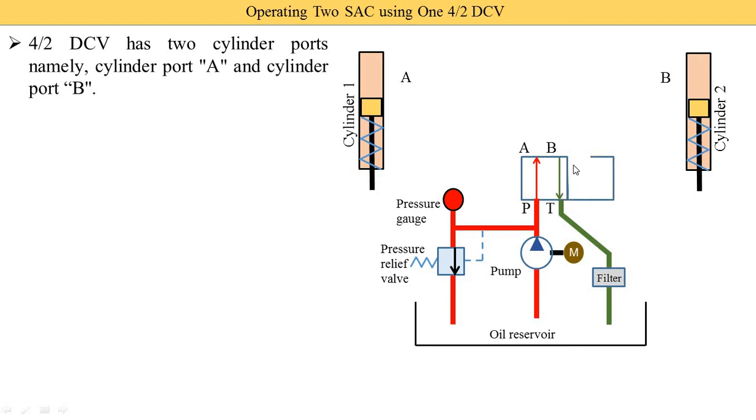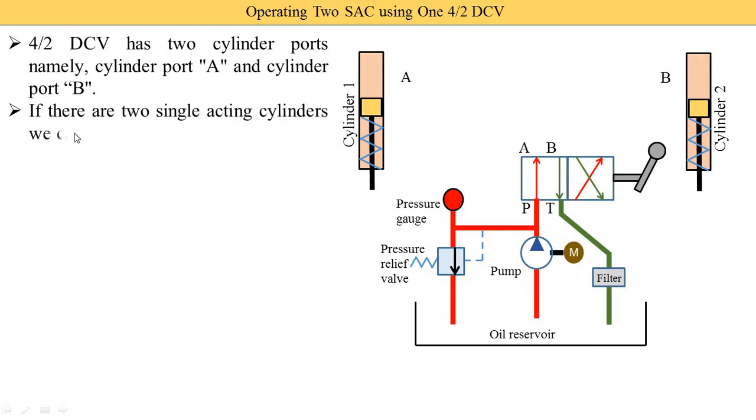For the second position, we need to draw a second square. In the same way, four ports are there: here the P port, the T port, here the A port, and here the B port. Here you see the arrow lines are drawn, meaning P is connected with B and A is connected with T, and it is manually operated. That's why here we draw the symbol of a lever.